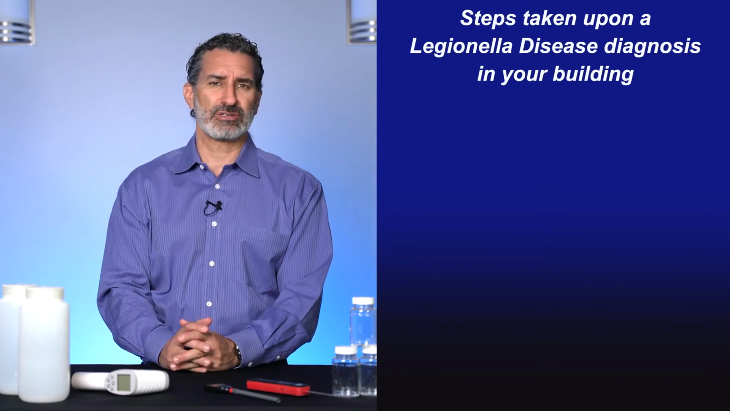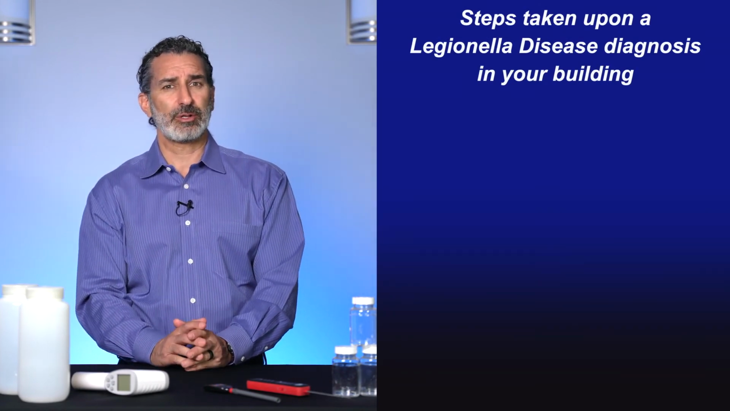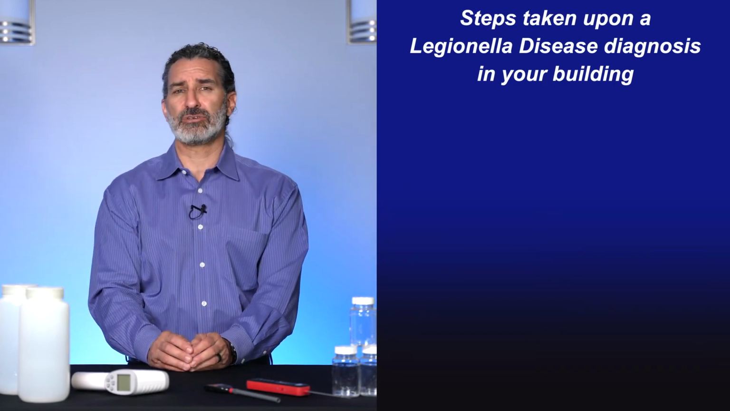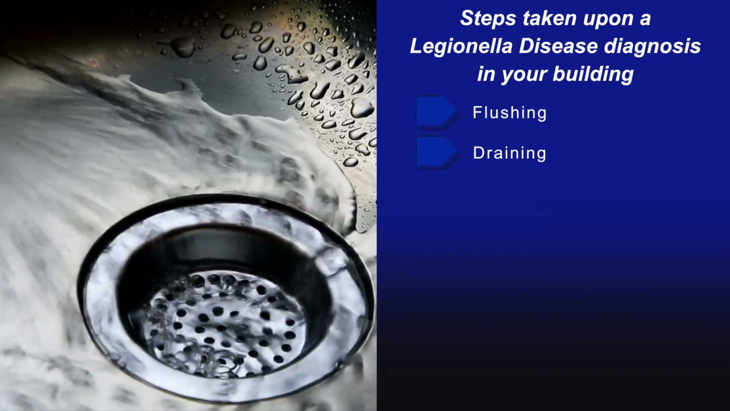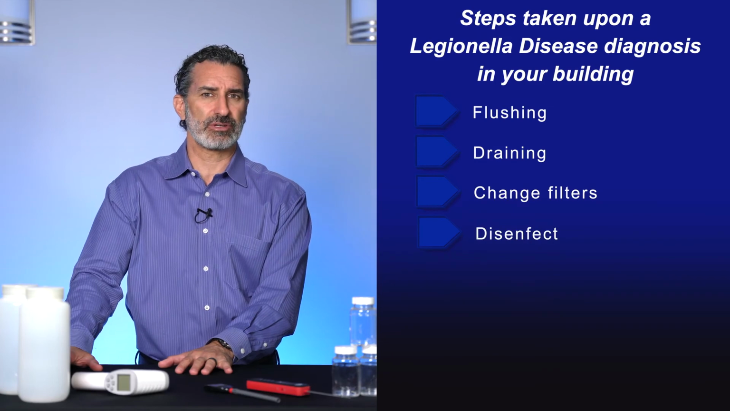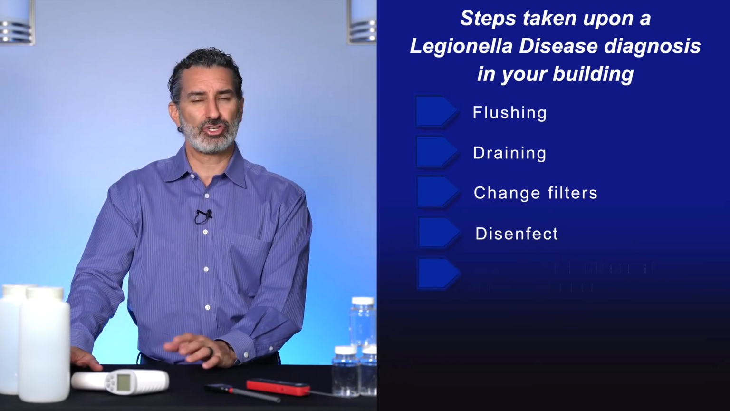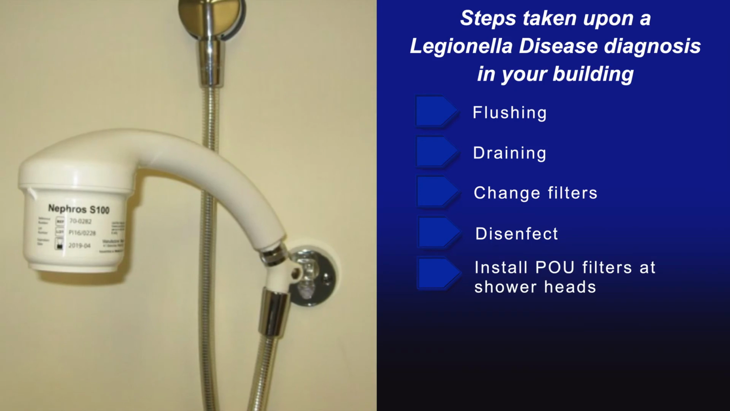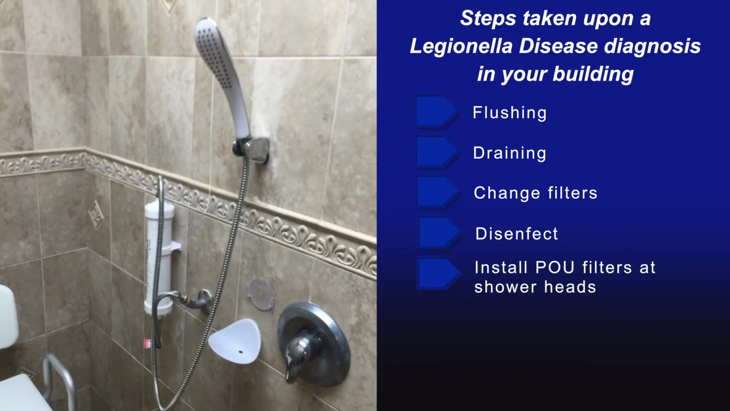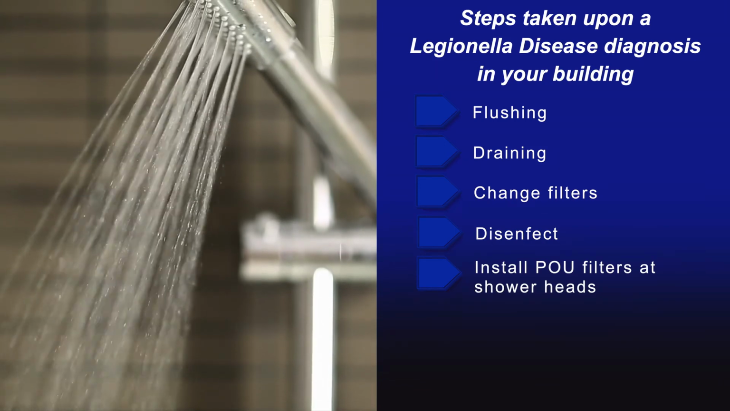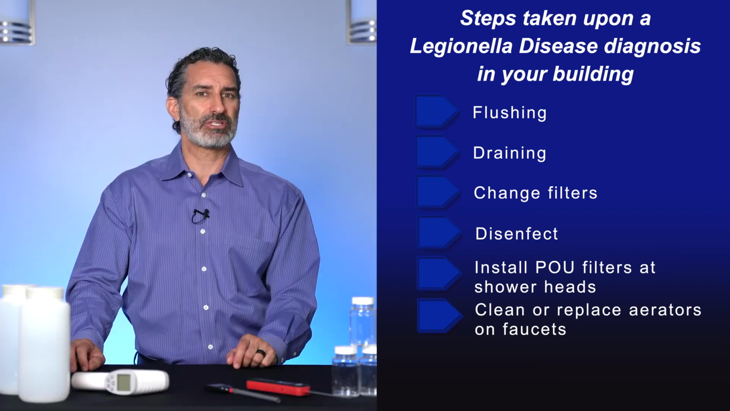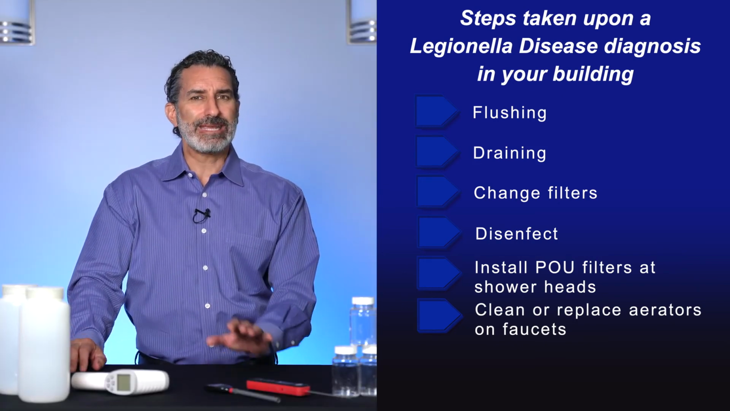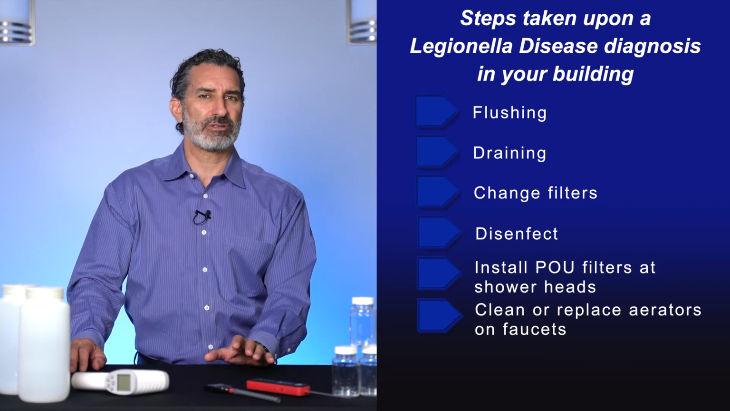What are some things that might be done if you have a Legionella diagnosis in your building? Well, if you're following your water management plan, it should tell you very specifically what to do. But in some broad concepts, you would start flushing, you would start draining, you would start changing filters. You would disinfect ice makers, for example. You might remove or detach shower heads and replace them with point-of-use filters that can actually filter out Legionella bacteria. Because again, showers are the place where most people are exposed to mist. You might remove the aerators on your sink, clean and disinfect them, and replace them. There's many things that you can do. Each facility is very unique, and each situation is very unique.